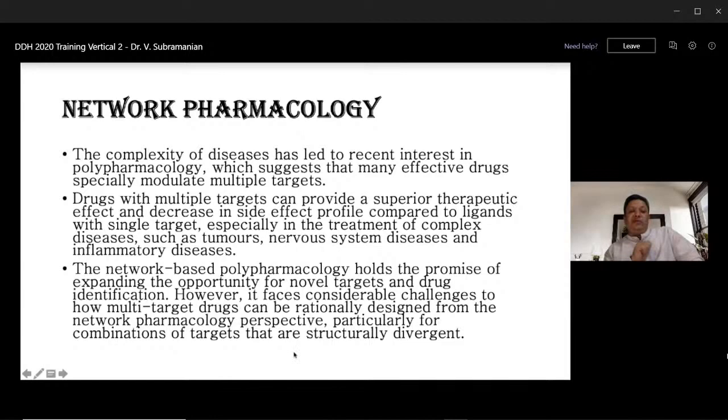Networks based on polypharmacology hold the promise of expanding the opportunity for novel targets and drug identification. However, it faces considerable challenges. What is the challenge? Most of the medicinal chemists are now synthesizing or designing new drugs for a particular single target. Designing a single molecule for more than one target is a challenge. That challenge, we'll see how it is overcome by the medicinal chemists.